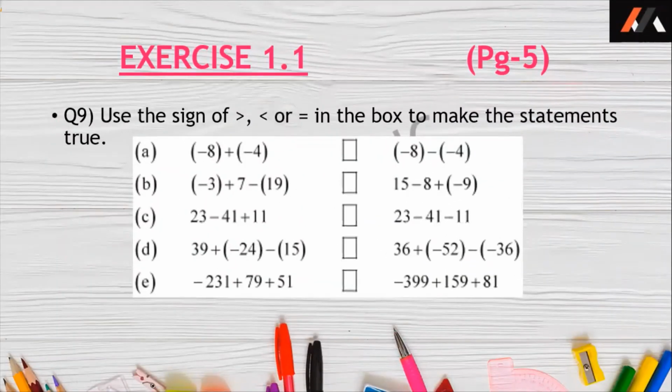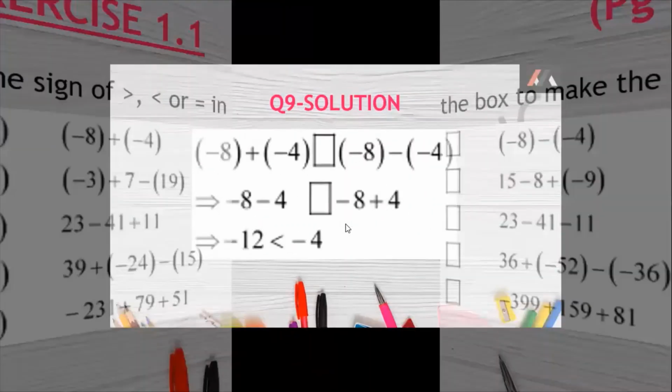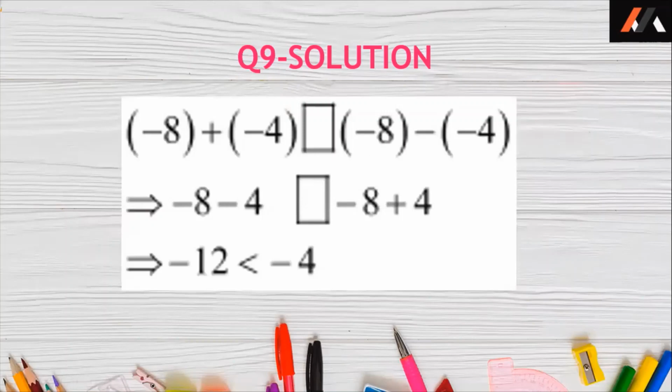Use the signs greater, lesser or equal to in the boxes to make the statements true. We'll go one by one. Question number A. Minus 8 plus (minus 4) is on the LHS and minus 8 minus (minus 4) is on the RHS. Plus into minus is equal to minus. Minus 8 minus 4 is equal to minus 12.